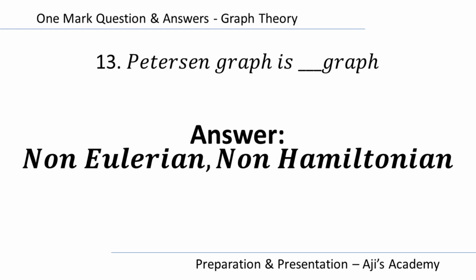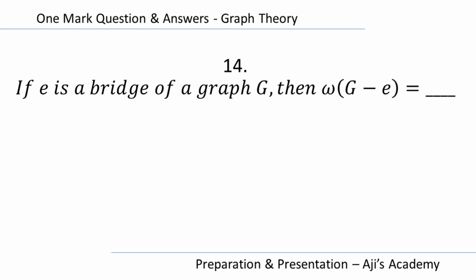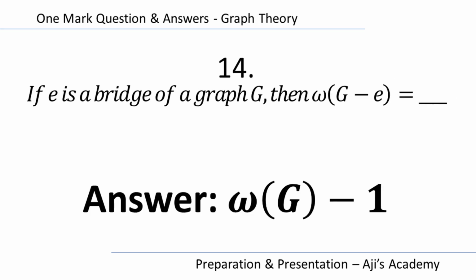Answer is non-Eulerian, non-Hamiltonian. It's an important question. Petersen graph is non-Eulerian, non-Hamiltonian. Question number 14. If e is a bridge of a graph G, then the number of components of G minus e? When we remove a bridge from a graph G, the number of components of G minus e is the number of components of G plus 1. That is, omega of G plus 1 is the answer.